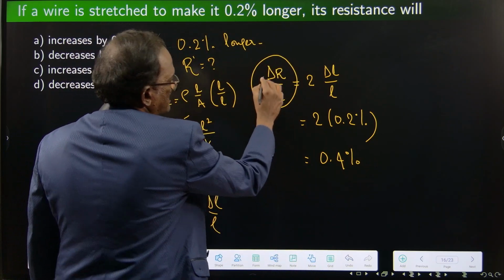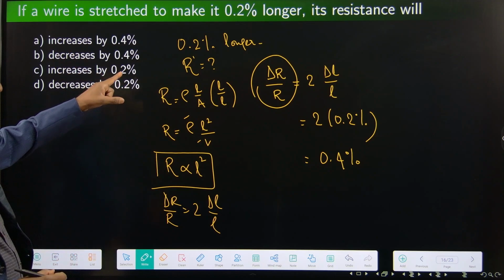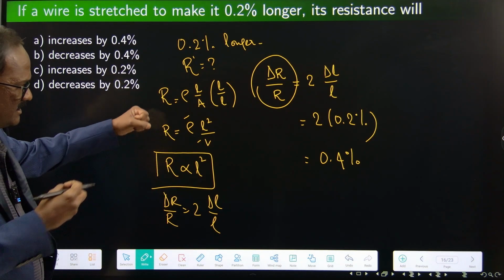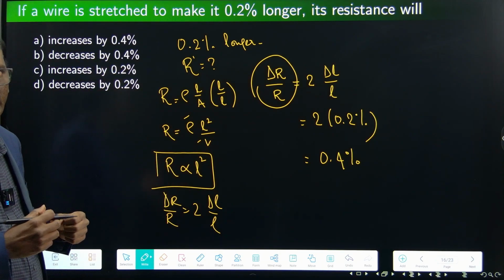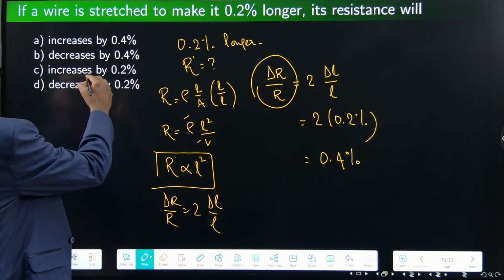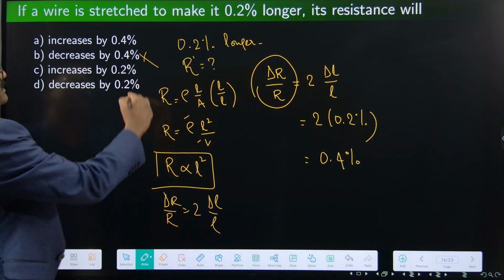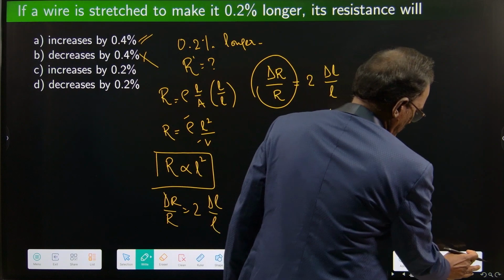Change in resistance: if you stretch it, the resistance increases by 0.4%. If the wire is stretched, definitely the value of R will increase. Length and R are directly proportional. Decreases by 0.4% is wrong. This is 0.2%.